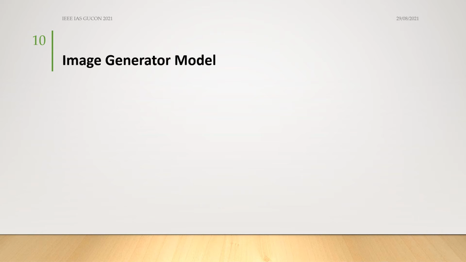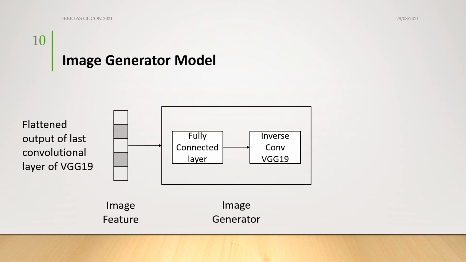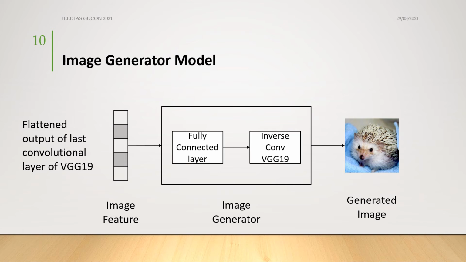Looking at our image generator model, the input to the image generator model are the image features extracted from the last convolutional layer of VGG19. We pass it through a fully connected layer and then through an inverse convolutional equivalent of VGG19. This generates an image. Now, this whole network is trained in a GAN-based approach where we have a discriminator which identifies whether or not the generated image is realistic or not.